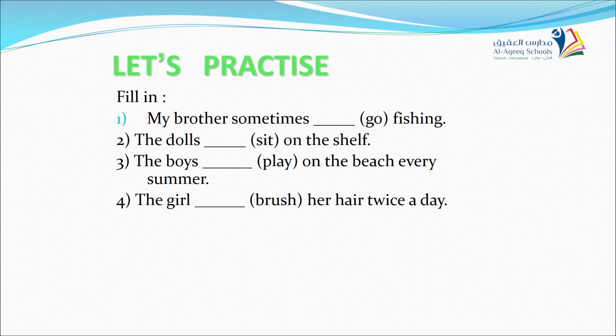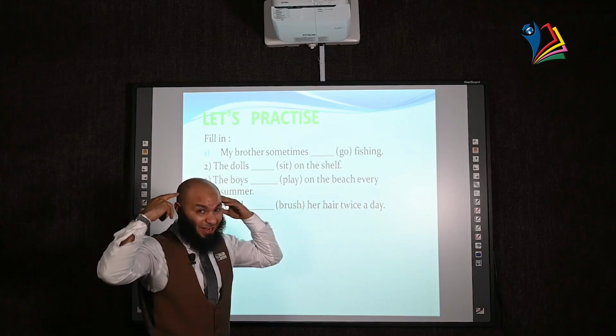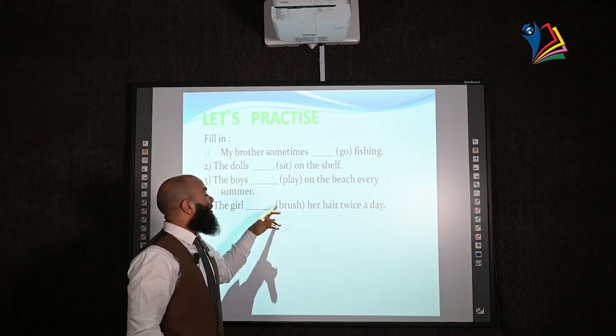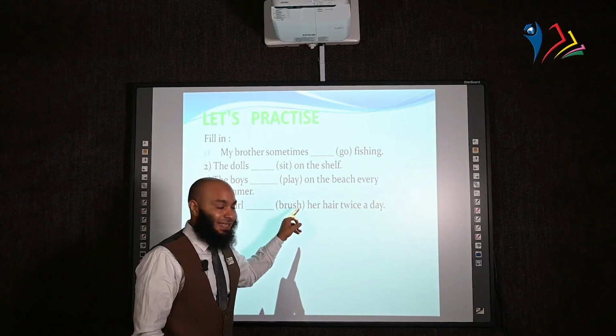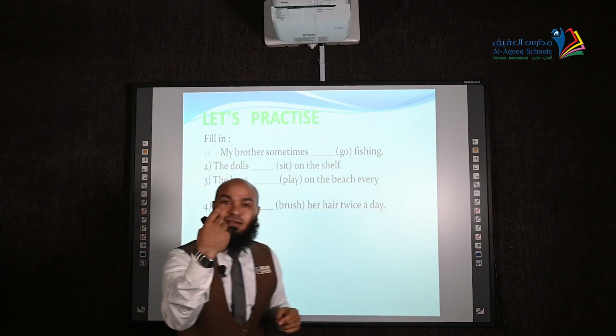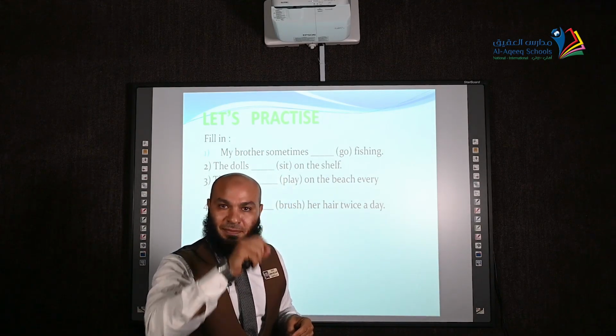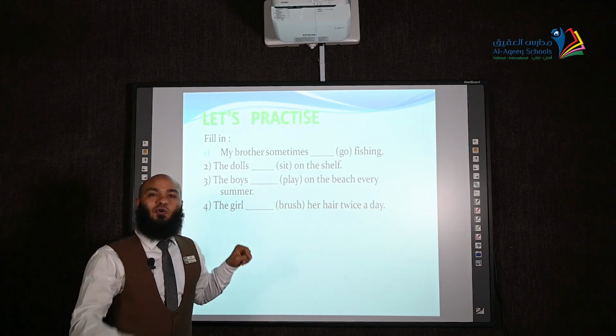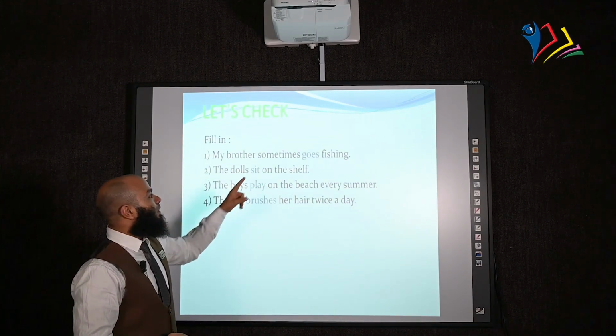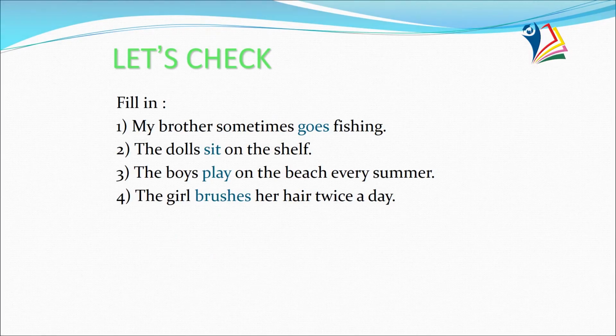The girl is singular. The girl brushes her hair twice a week. I don't have hair, alhamdulillah, but I have a beard. Brush ends with SH, right? And the subject is singular. MashaAllah, tabarakallah alayk. So we add ES. Let's check our answers. All of your answers are correct. MashaAllah, that means you understood the lesson correctly. She goes, ES; the verb infinitive, and here we add ES.